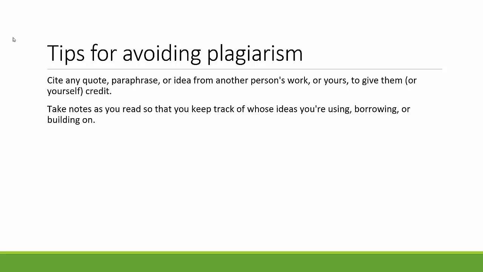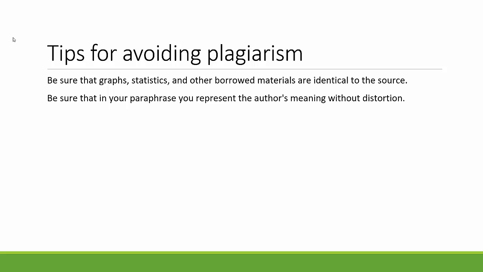Other tips include, take notes as you read so that you keep track of whose ideas you're using, borrowing, or building on. If you keep track of whether you've copied a direct quote or have paraphrased an author's idea, you'll be able to use and attribute it correctly without having to worry about accidental plagiarism. Be sure that graphs, statistics, and other borrowed materials are identical to the source. If you've made changes to an image, for instance, you'll want to note what those changes are in your paper. Be sure that in your paraphrase you represent the author's meaning without distortion. Double-check that your paraphrase retains the author's original meaning while also showing your understanding of that meaning.